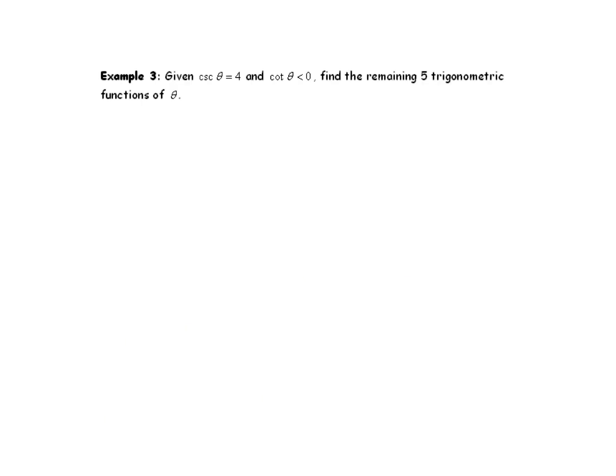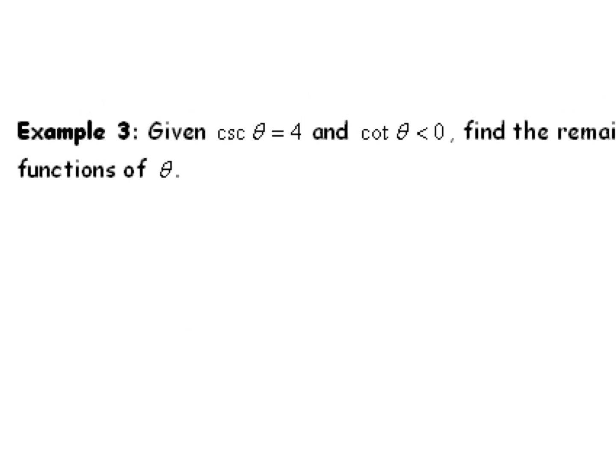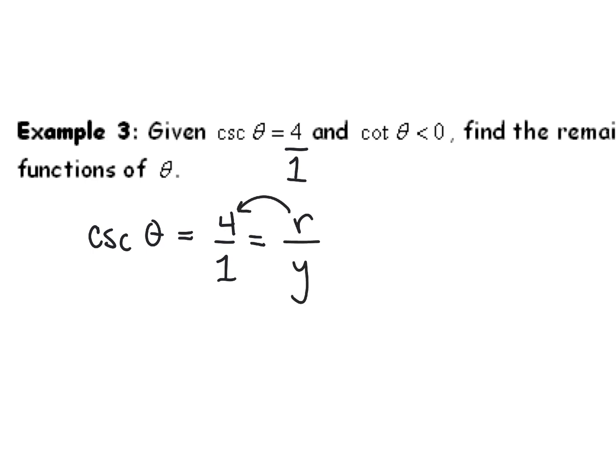Now's a great time to try one on your own. Let me set you up for some success real quick, though. Remember, if it says cosecant of theta is 4, there is a number under that 4, right? 1. Yeah, good. So if you're trying to sleuth out what x, y, and r are, cosecant's the reciprocal of sine, so this is going to be r over y. So hopefully that helps you get started.